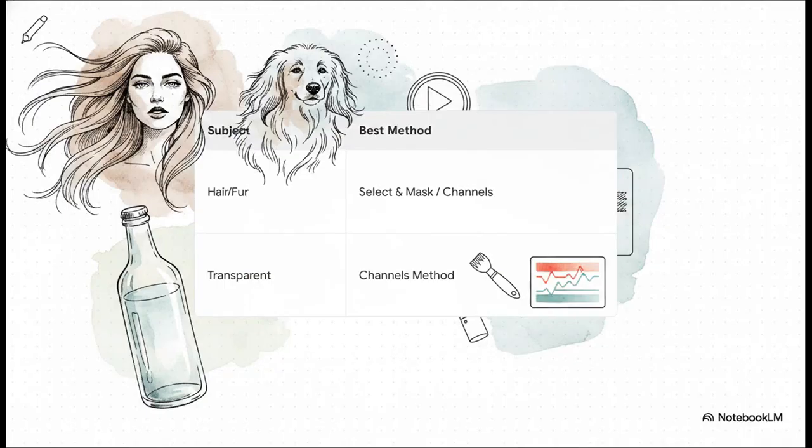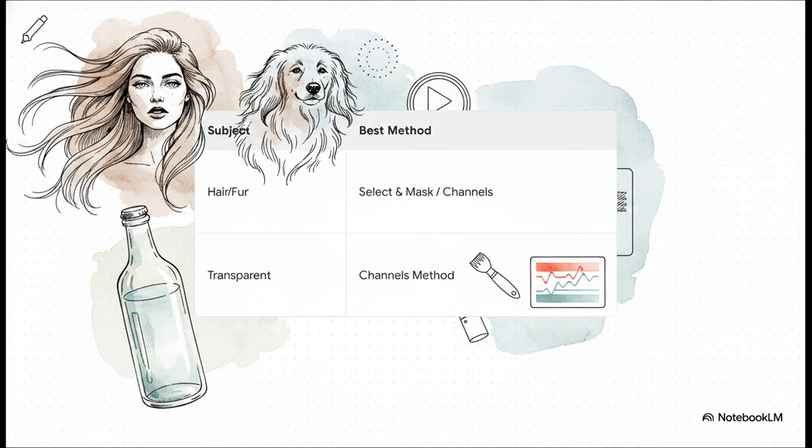What's really fascinating here is how we categorize entirely different tools specifically for complex, fine details. Hard edges, get the pen tool. But what about a model with blowing hair or a fluffy dog running through a field? For hair and fur, you want to jump straight to the Select and Mask workspace, or utilize the Channels method, where you duplicate the specific color channel with the best contrast.